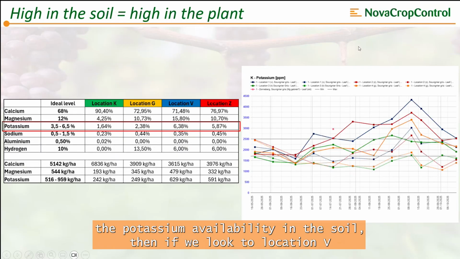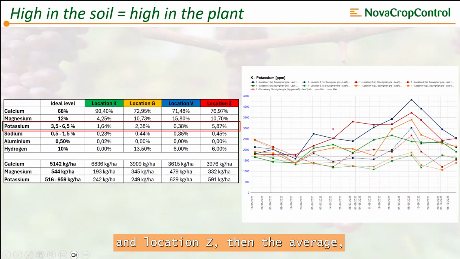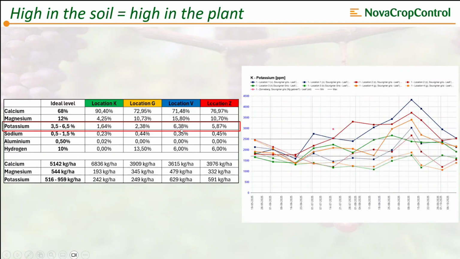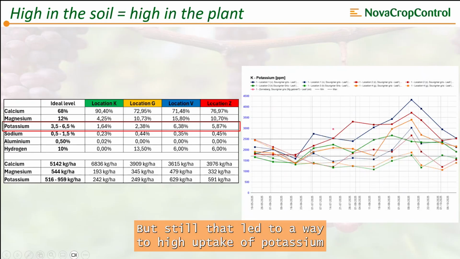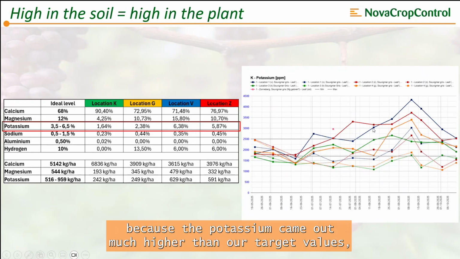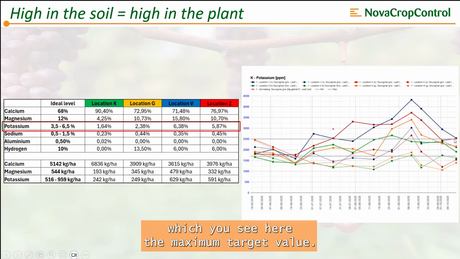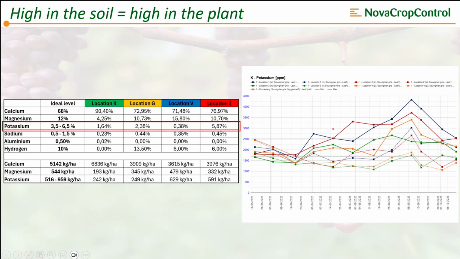If we then look at the potassium availability in the soil, at location V and location Z, the average potassium level in the soil was around the ideal level. But still that led to a way too high uptake of potassium, because the potassium came out much higher than our target values, which you see here, the maximum target value with the gray line.